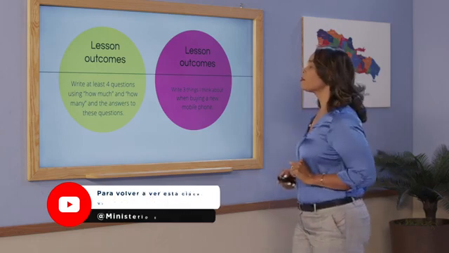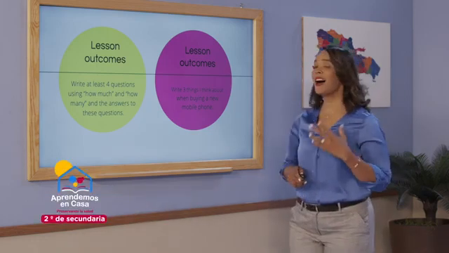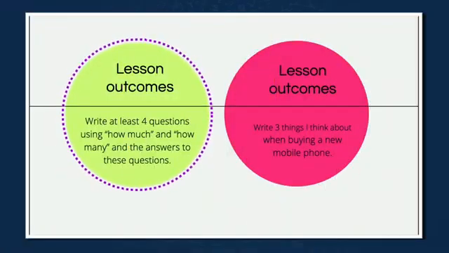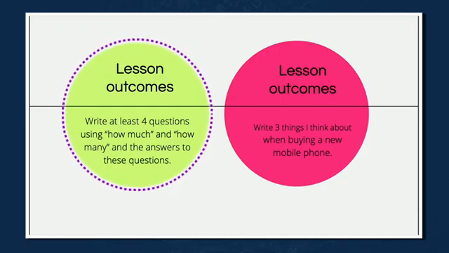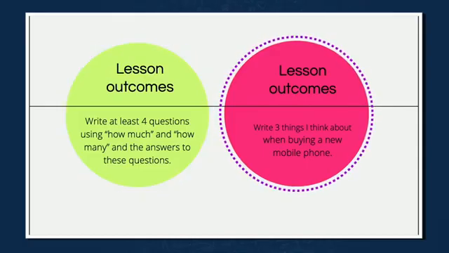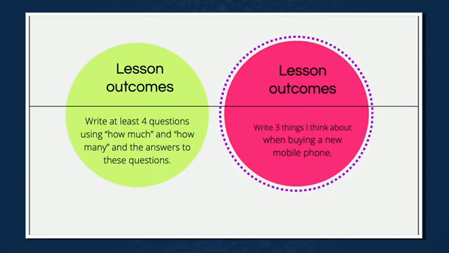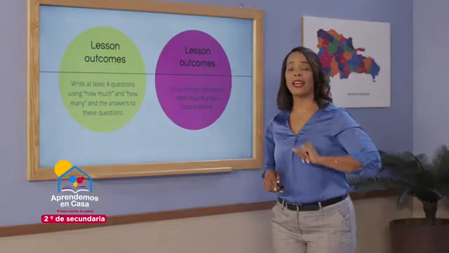Number one, you're going to write at least 4 questions using how much and how many and the answer to these questions. And also, you're going to write 3 things you think about when buying a new mobile phone. So, to begin this class, I want you to complete 2 exercises.